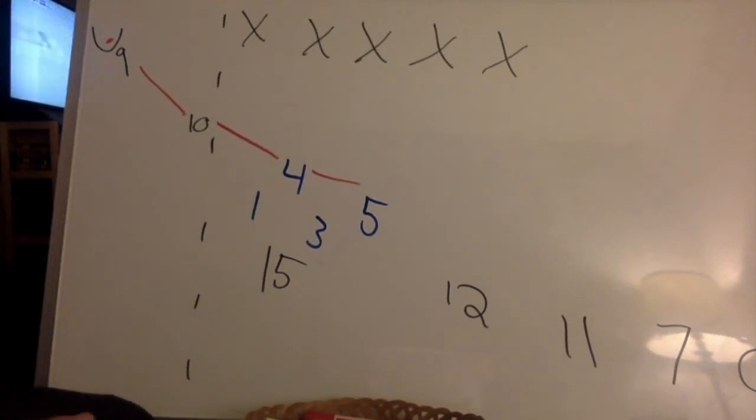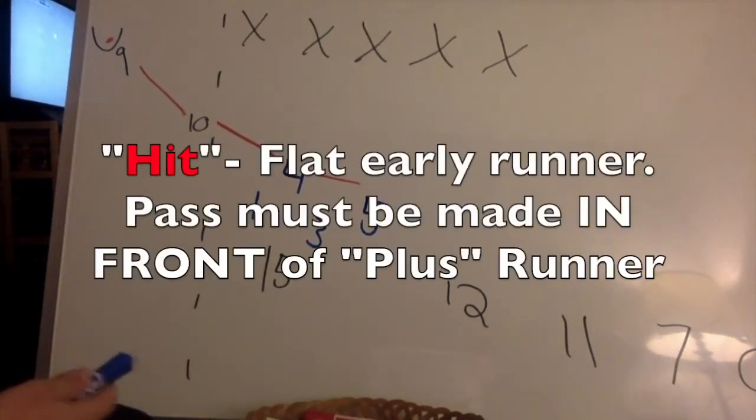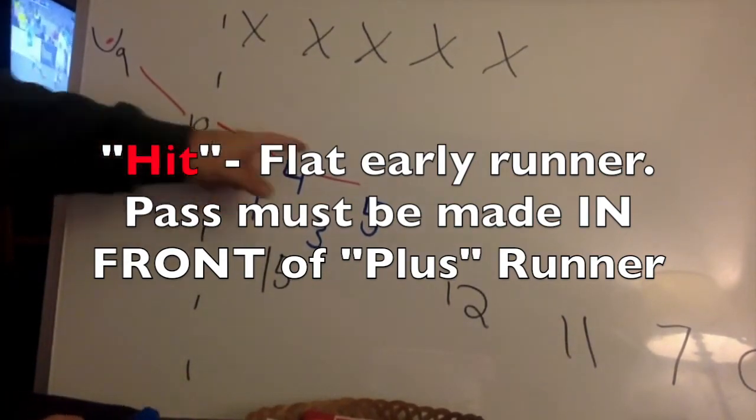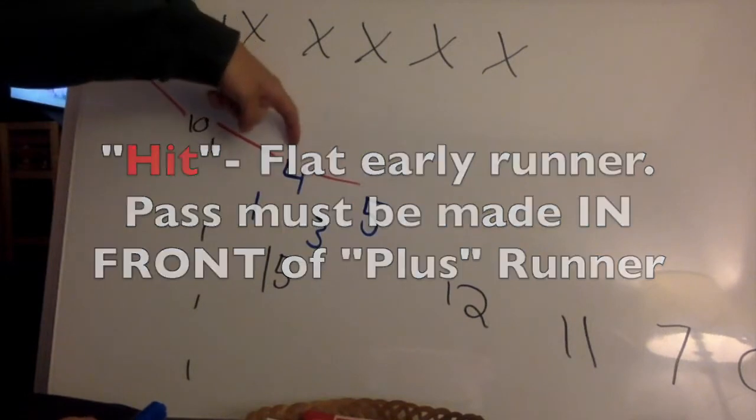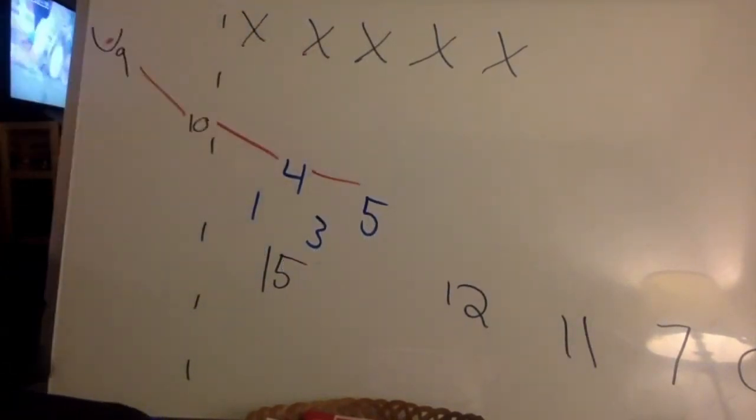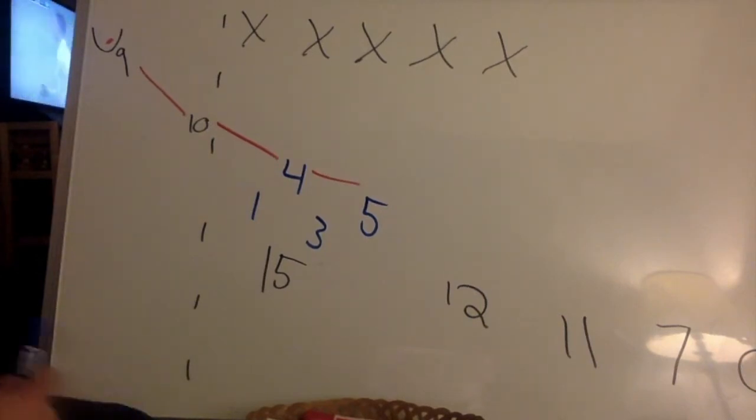So here we're going to talk about our hit option, just another option, and we're going to call it hit. What's going to happen is we're going to go from 9 to 10 to our lead runner, number 4, and then we're going to hit number 5. Now what's important is that this is an early pass from number 4, and number 5 is pretty flat against the line, right? And so really what number 4 is going to do is he's going to catch, and he's going to shift that ball as quickly as possible.